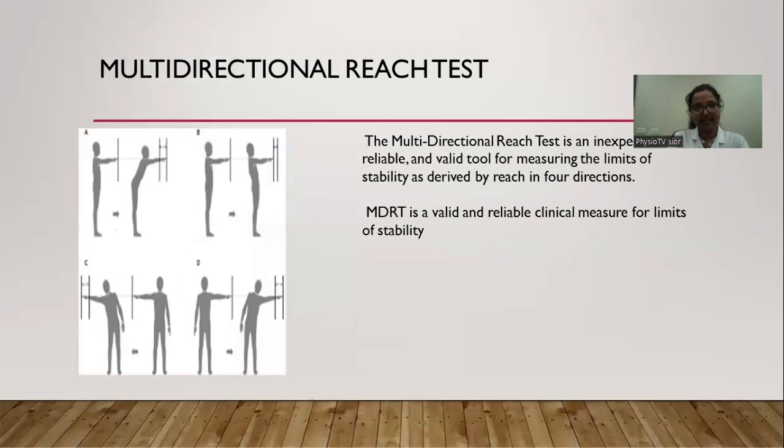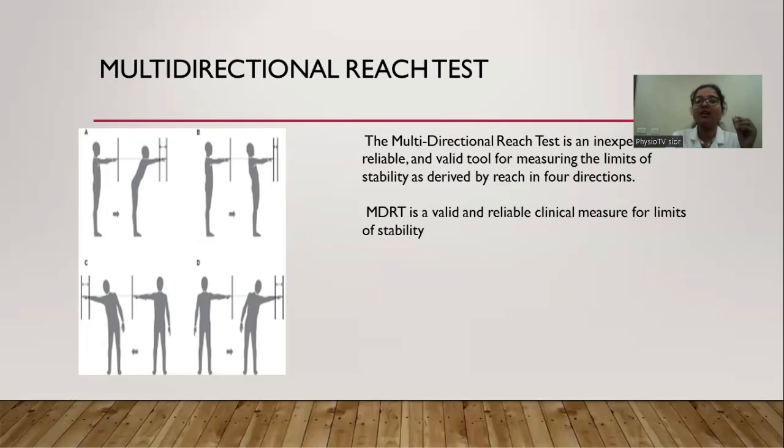Moving on to the next scale, which is the multidirectional reach test. We spoke about the functional reach test, but how is this different? It comes with the name. The functional reach test only assesses forward, anterior-posterior balance, and the multidirectional reach test assesses balance in all 4 directions. So here we are assessing balance in the anterior direction, posterior direction, right lateral direction, and left lateral direction.